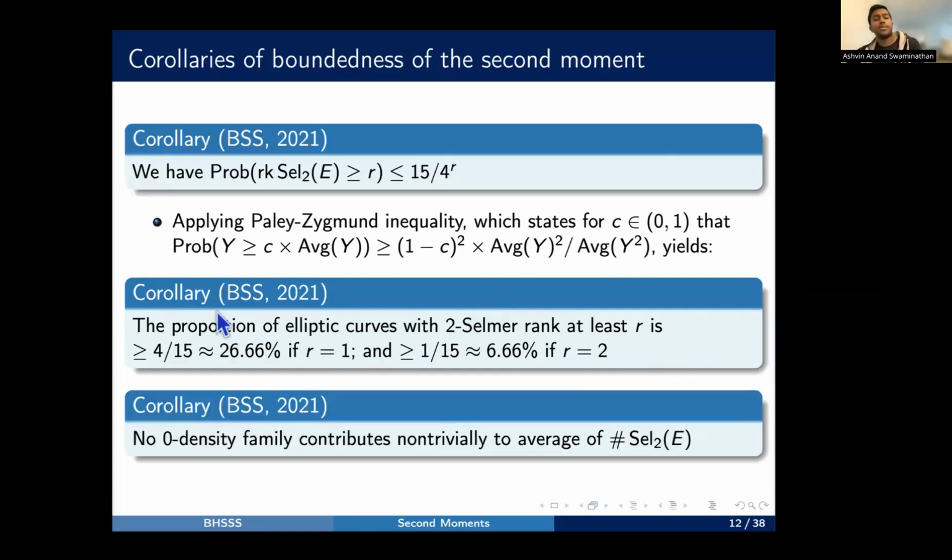And of course, because we've shown now that the second moment is bounded, we see that no zero density family of curves contributes non-trivially to the average size of the 2-Selmer group. So you don't get that pathology, at least for the average.